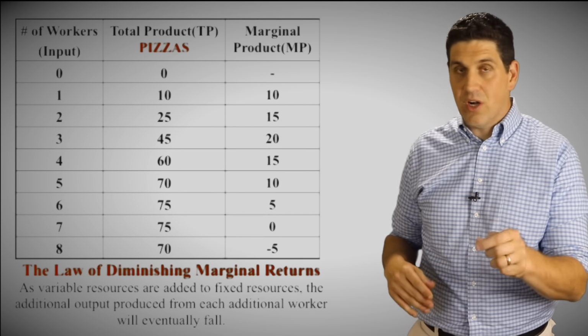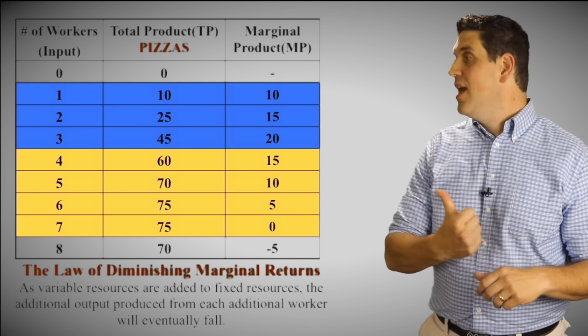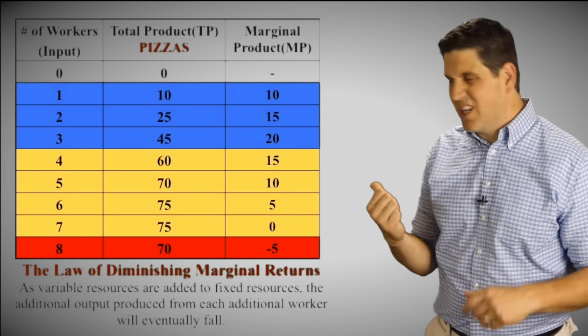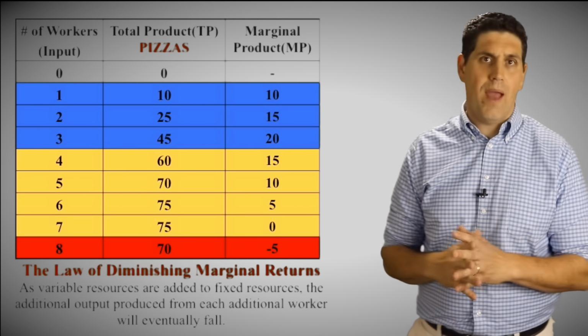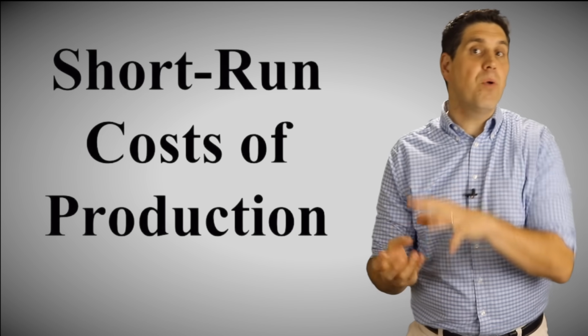There's 3 stages of returns. This is happening because of specialization. This is happening because of fixed resources, and this is happening because workers are stumbling over each other in each other's way. You take that concept and you catapult now into costs.